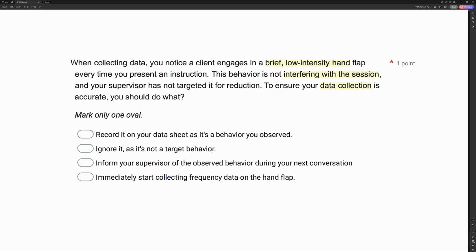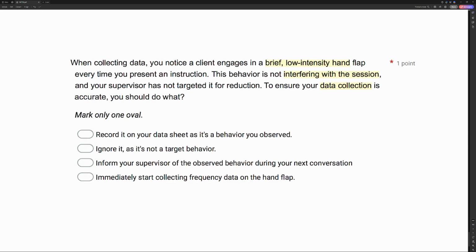B, ignore it as it's not a target behavior. Well, we don't want to just ignore it altogether. Maybe in the moment, we don't want to acknowledge it because we don't want to, let's say, provide attention on accident and reinforce it. But instead of ignoring it, we can inform your supervisor of the observed behavior during your next conversation. Now, if you've been following me for a while, watching my videos for a while, you'll notice that in most cases, more often than not, when it comes to a situation of communication, the first step is always talk to the supervisor, because that's what's taught and that's what's encouraged by coursework and by our task list. Open communication with the supervisor. They're ultimately the decision maker and ultimately the person who should give you guidance on where to go from here.